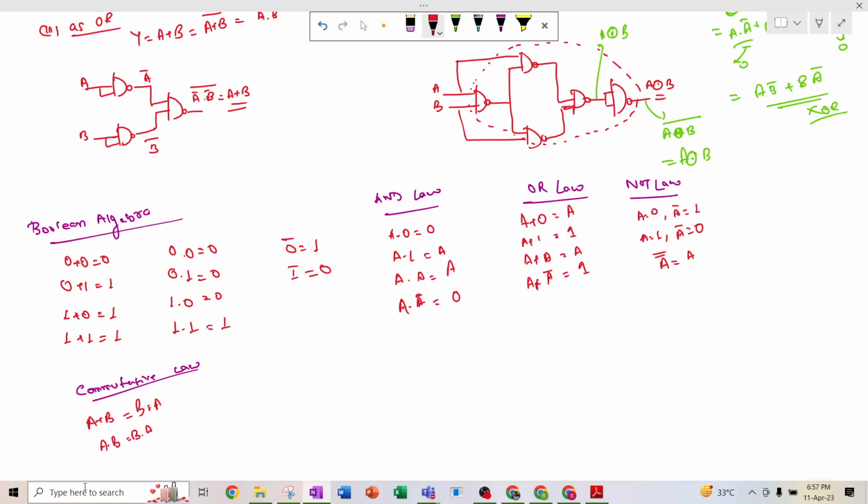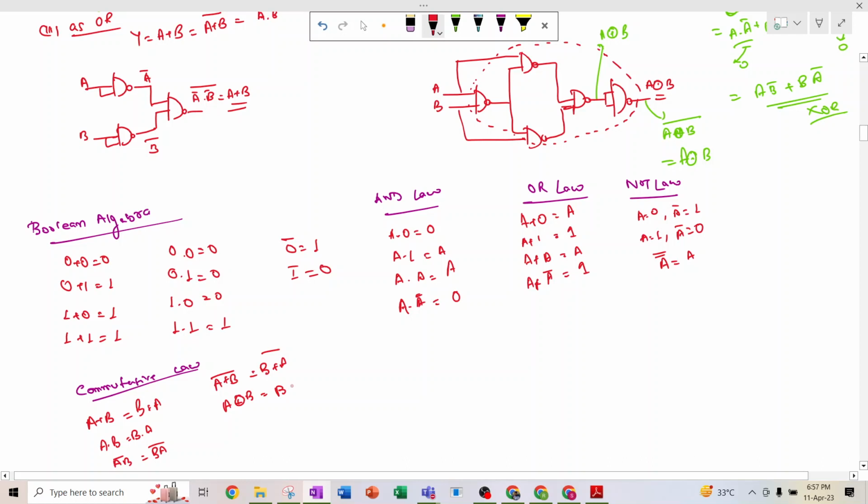Or similarly, A B bar is equal to B A bar. This is the same thing. Or similarly, A plus B bar is equal to B plus A bar. Or if we do A XOR B, that is nothing but B XOR A. Both are same. So these things are always same, and this is known as the commutative law.